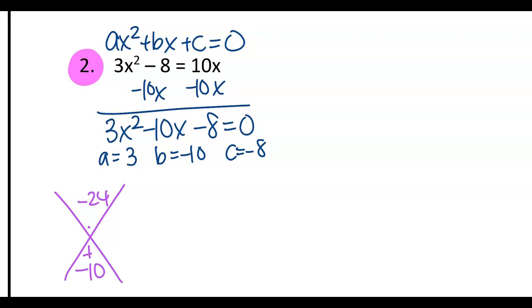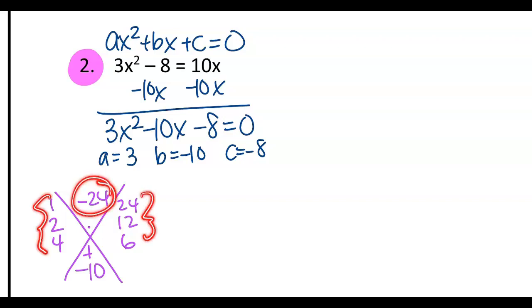Okay, 24. Let me write the multiples. I can do 1 and 24. I can do 2 and 12. I can do 4 and 6. Let me start with these for now. If I need to put more, then I'll try to think of more. Keep in mind, this 24 is negative, so I need to make one of these sets of numbers negative. Keep in mind, I want these to add up to negative 10. Okay, so let me think. I can start off by putting the negatives on this side, but as you add and subtract, you're going to start seeing which answers should be positive and which answers should be negative.